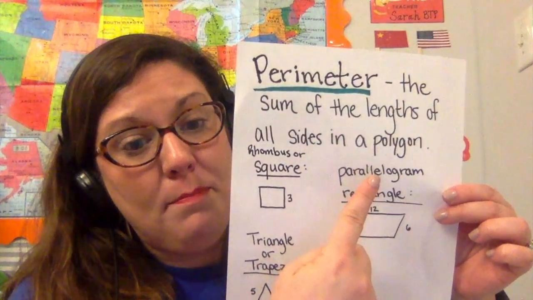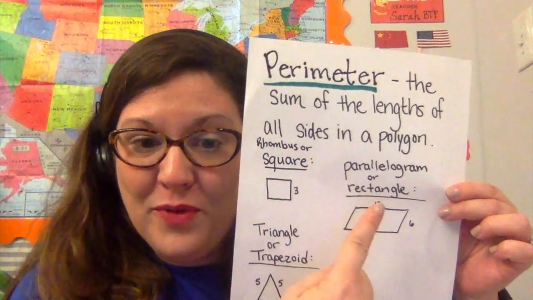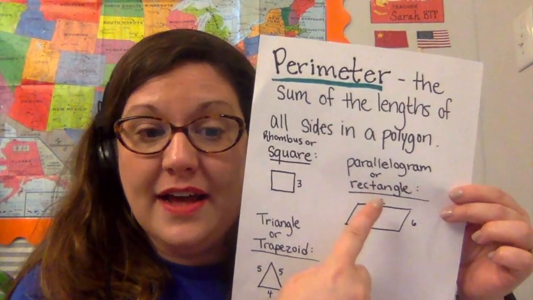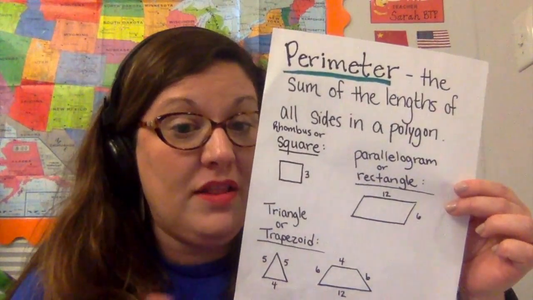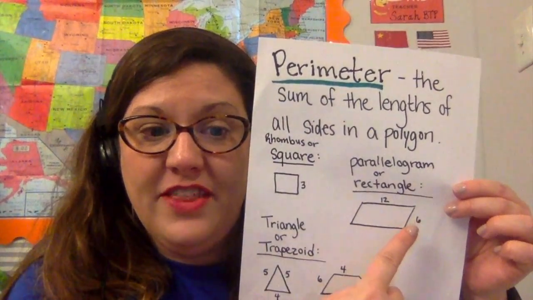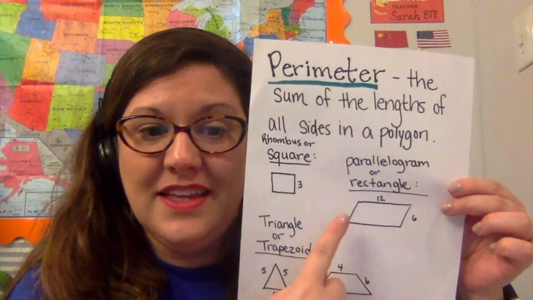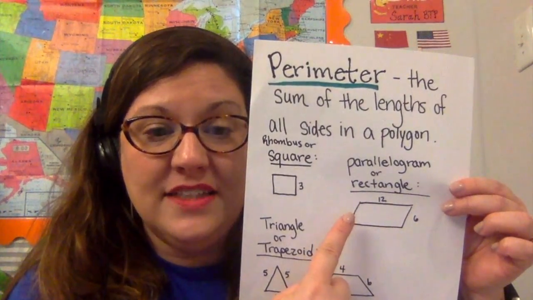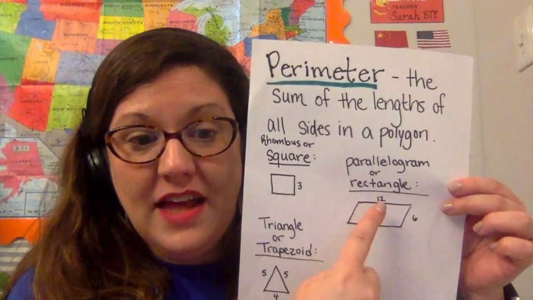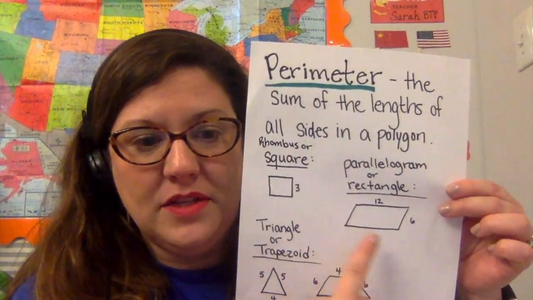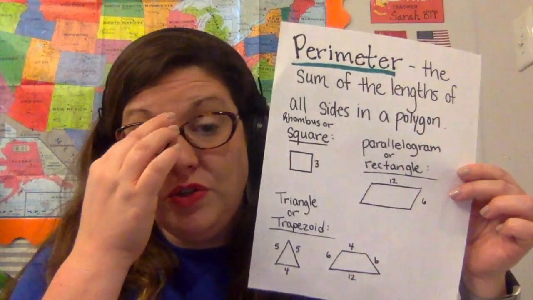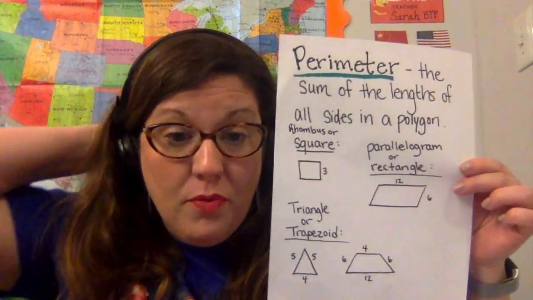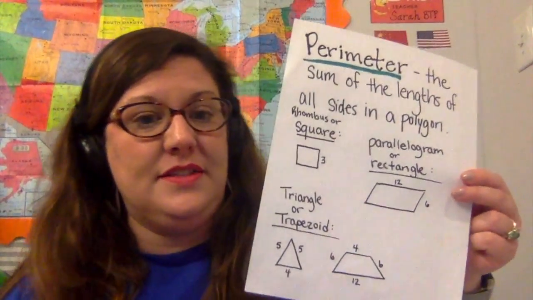All right, if we're dealing with a parallelogram or a rectangle, which is a special parallelogram, then we have to know the lengths of two sides, because we know that with a parallelogram or rectangle, if this length here is 6 units, then the length directly across will also be 6 units. So 6 and 6 adds to be 12. And if this length is 12, then this one down here has to be 12 because they are congruent. So 12 and 12 is 24. 24 plus 12 gives us a total perimeter here of 36 units.